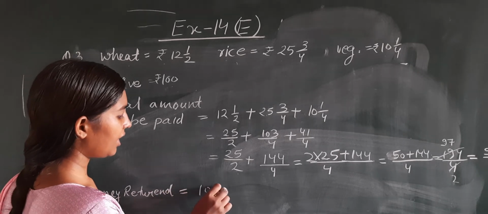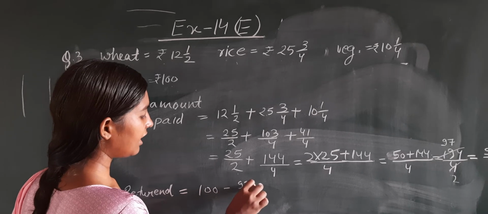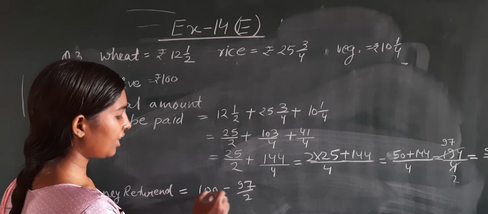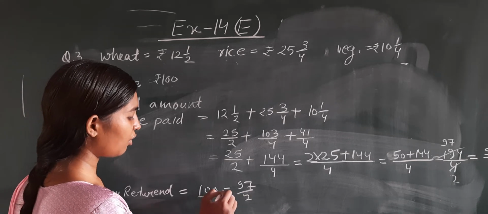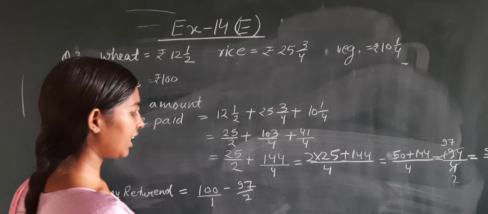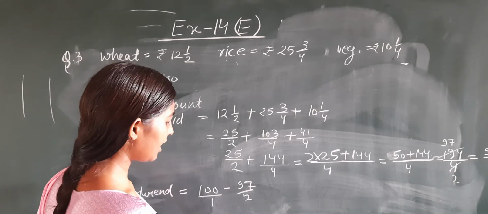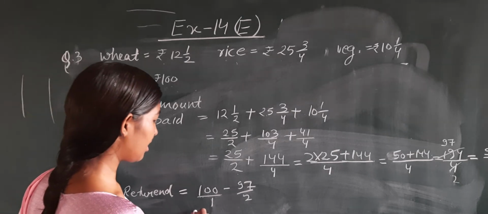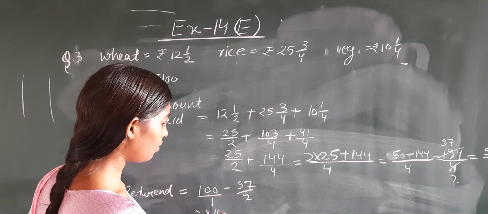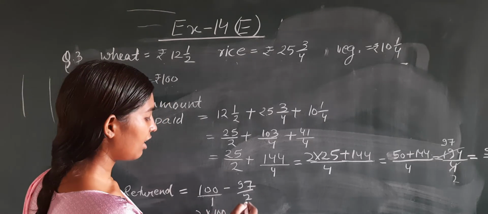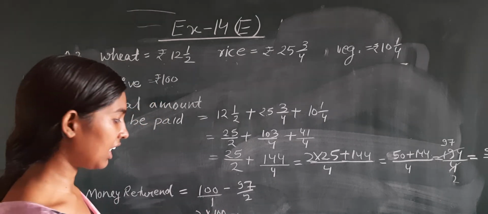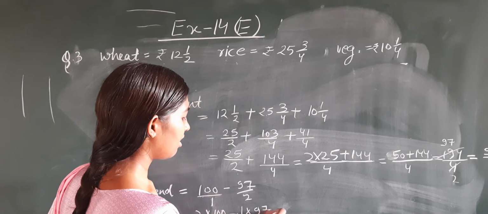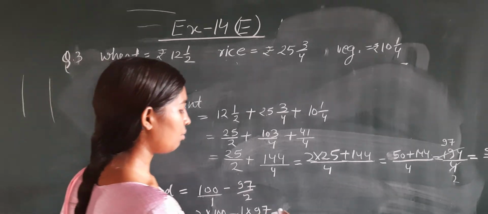Money returned will be 100 minus 97 by 2. Okay, here again you can see the denominator is not the same. Here nothing is written in the denominator, which means 1 is written. So take the LCM. Downside 2 will come. In the 1 table, how many times is this 2 coming? 2 times. So 2 into 100. Minus, in the 2 table, how many times is 2 coming? 1 time. So 1 into 97.